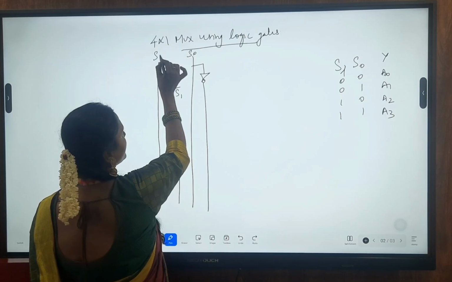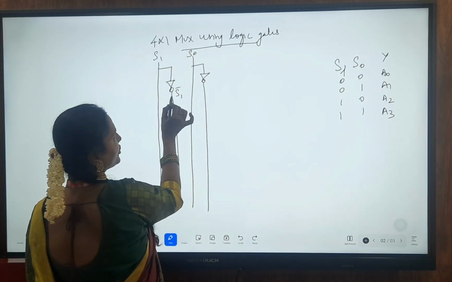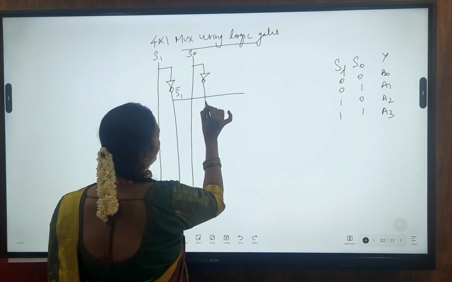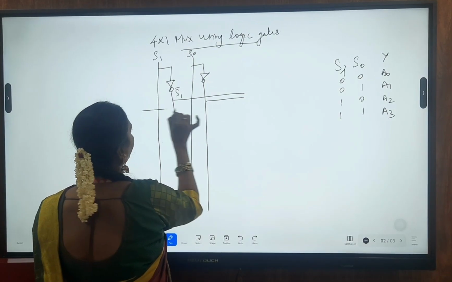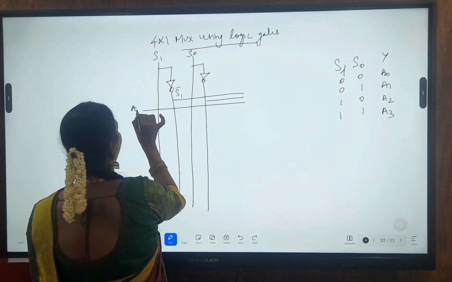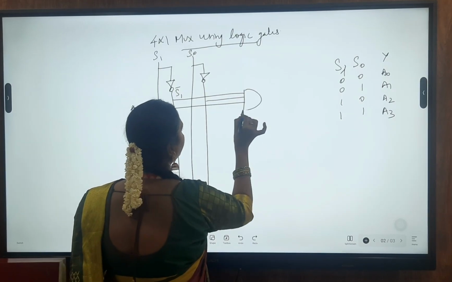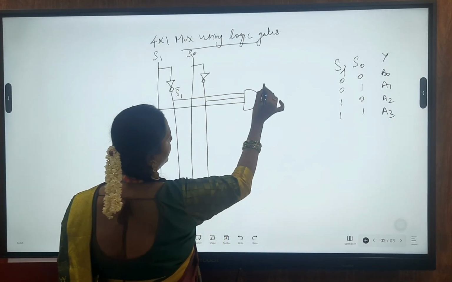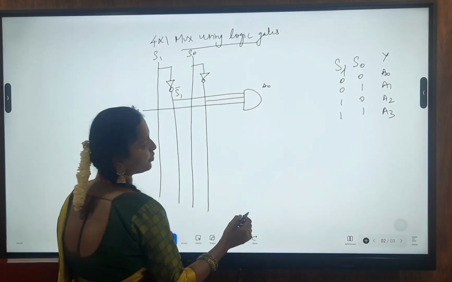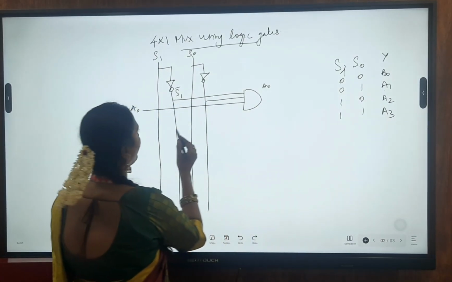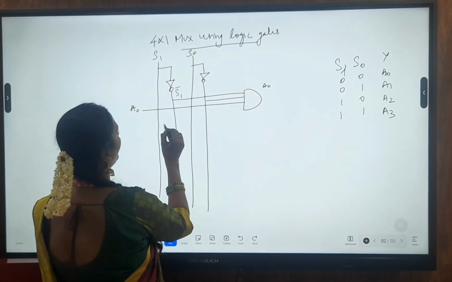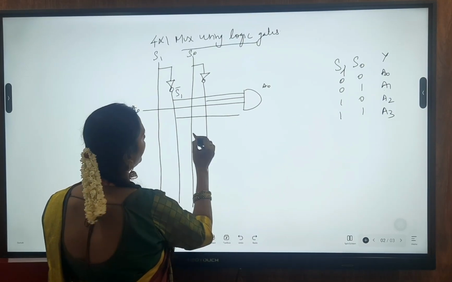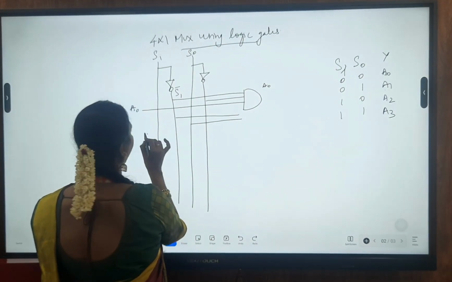For the A0 output, S1 and S0 should be 0. When it enters the NOT gate it becomes high. So S0 is 0 and S1 is also 0, and with A0 as input I get the output. This is my first one, A0. The next one is for A1: S1 is 0 and S0 is 1, and A1.